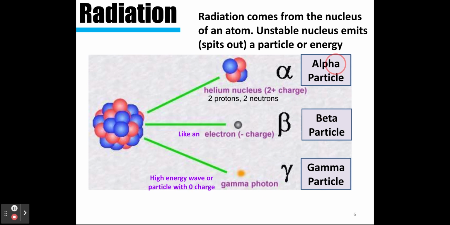So these are the three basic particles that are released, and the kind of radiation is named after the particle. If something undergoes alpha decay, that means it's releasing an alpha particle. If it's undergoing beta decay, it's releasing a beta particle. And if it's undergoing gamma radiation, it's releasing a gamma ray. Okay.